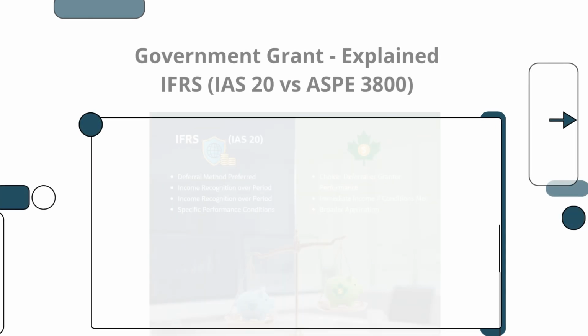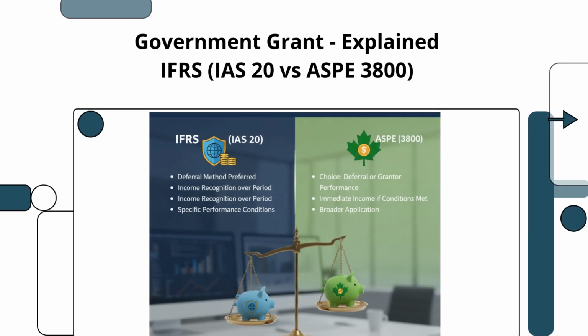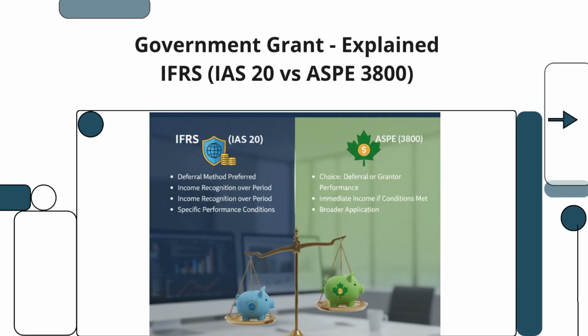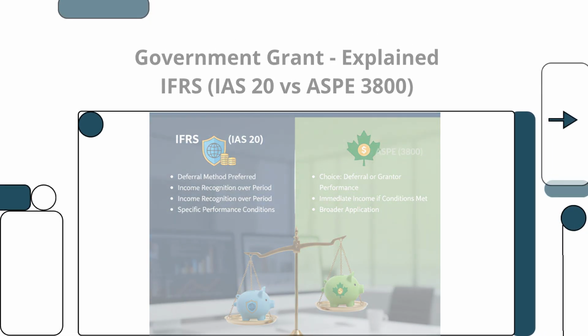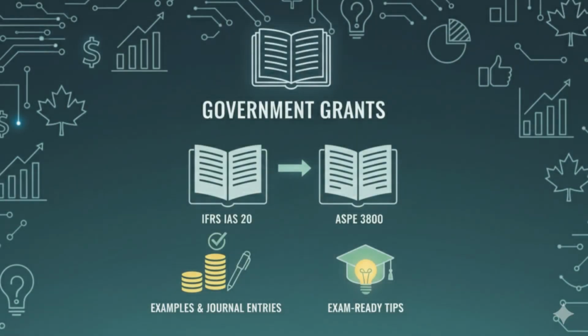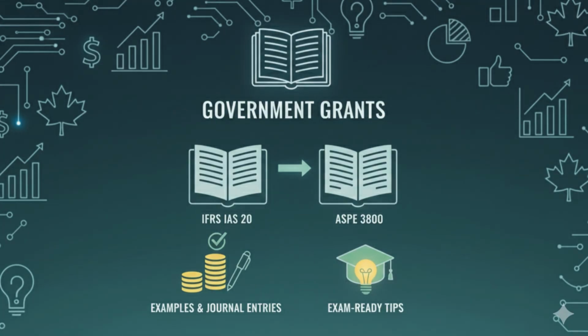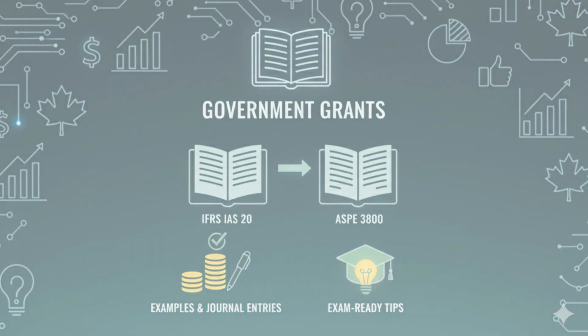Government grants can be a lifesaver for businesses, but they can also be a headache if you don't know how to account for them. Should you recognize them immediately, spread them out over time, and how do IFRS and ASPE treat them differently? In today's video, we'll break down everything you need to know about government grants, IFRS IAS 20 versus ASPE 3800, with examples, journal entries, and clear exam-ready tips.